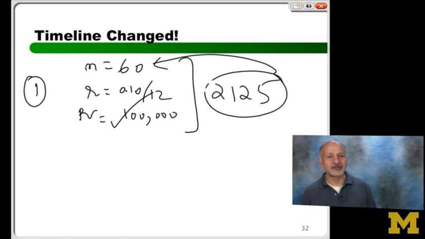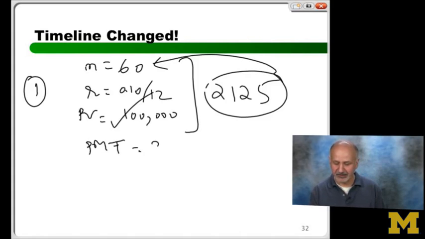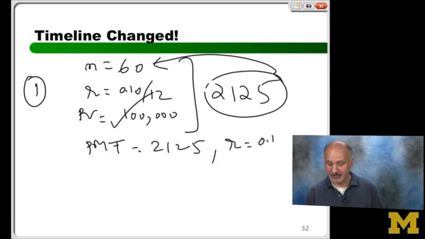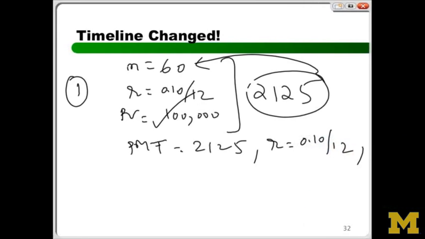Right? How much will you owe after 30 months? Very simple. Make PMT 2125, which you just calculated, right? R is what? 0.1 over 12, right? N is how much?